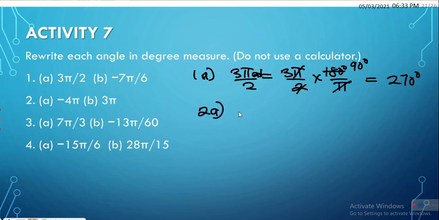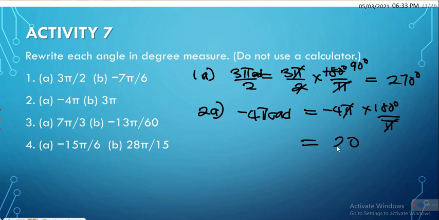For 2a, we have minus 4 pi radian equals minus 4 pi times 180 degree all over pi. Pi cancels pi, and that is 0. 4 times 8 is 32, carry 3, 720, 720 degree.